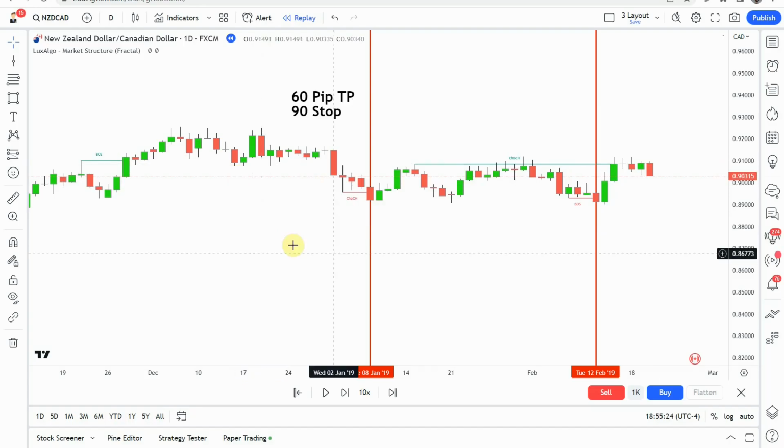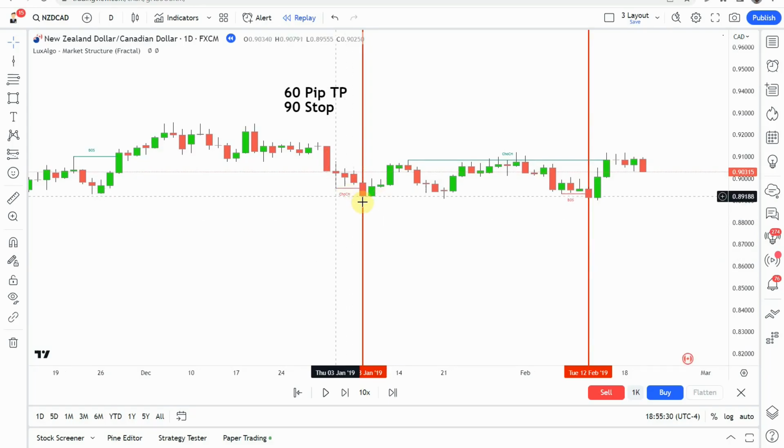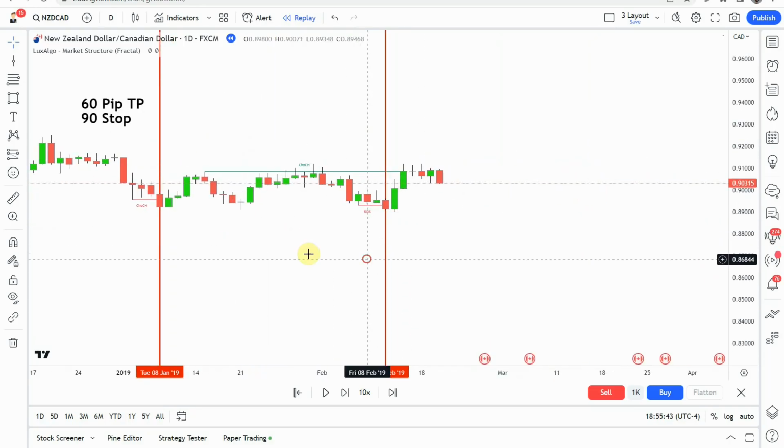Alright, so the first signal that we picked up was a short signal. We have the red fractal, or the red market structure line, that forms right there as price broke below it and closed below it. There was the short signal, and immediately we get a push right straight back to the upside, which stops us out.